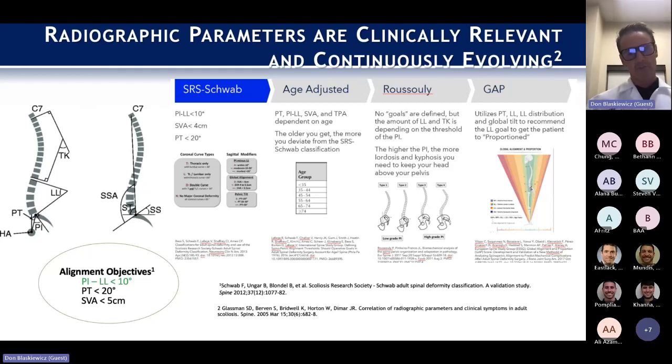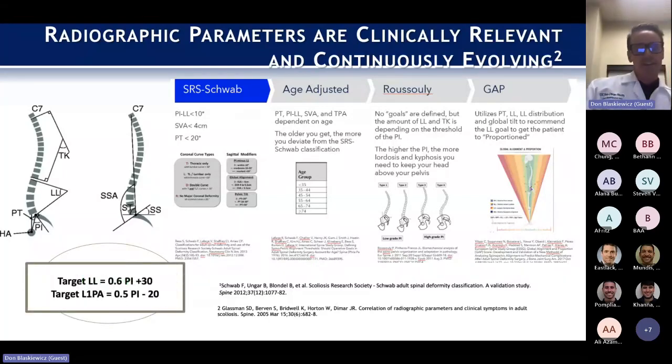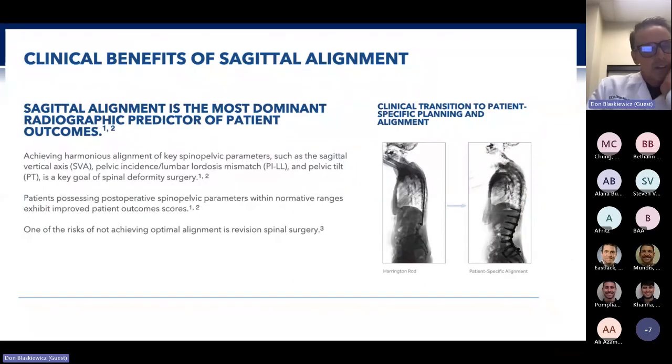And then using the GAP score to look at pelvic tilt, lumbar lordosis, distribution of lordosis, global tilt, to get the patient proportioned. And now we're getting a little bit more refined with a target lumbar lordosis of 0.6 of PI plus 30 and target L1 PA of 0.5 of the PI minus 20, using these as guidelines to get our correction.